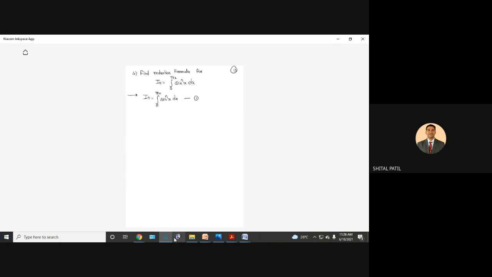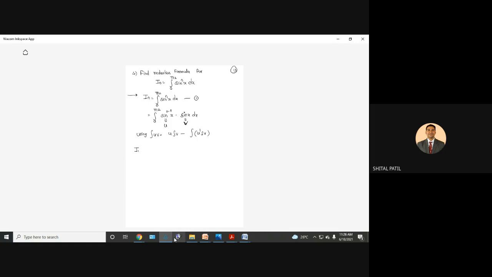How can we do this? Selecting u and v is very important. Sin raised to n minus 1 x into sin x dx. This is the u. Sorry, this should be v, and this should be u. V should be integrable, u should be differentiable. Finding derivatives is usually not difficult. U as it is, integration of v, minus u dash integration of v.